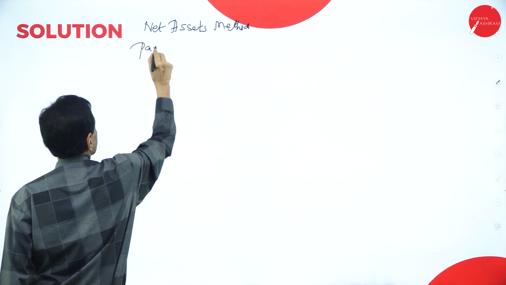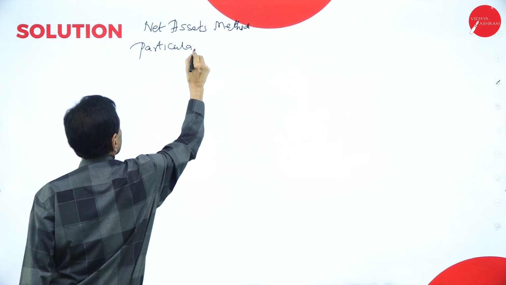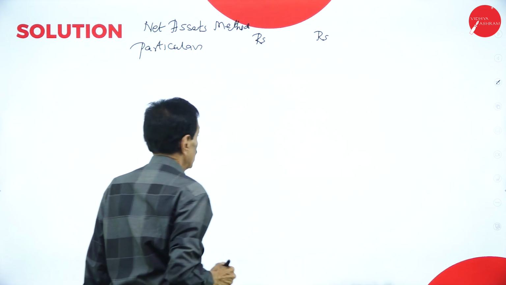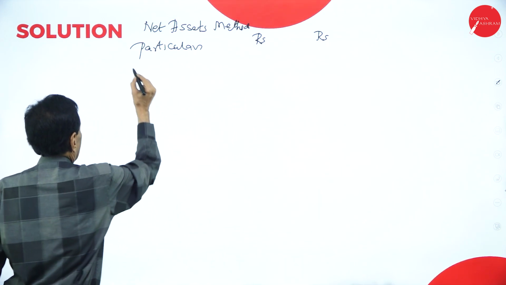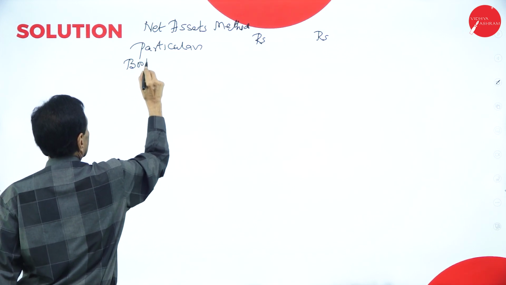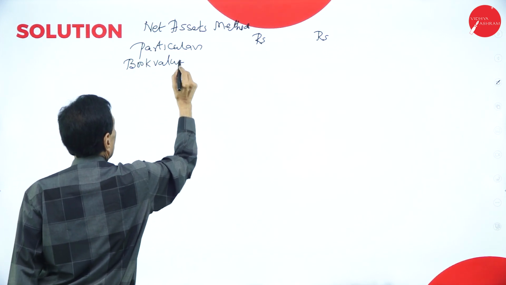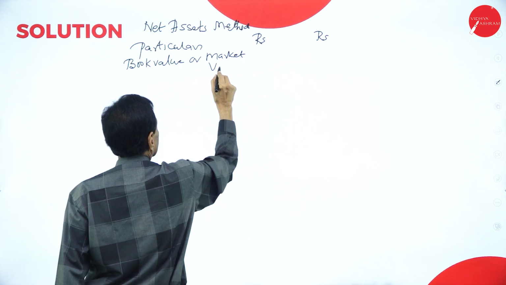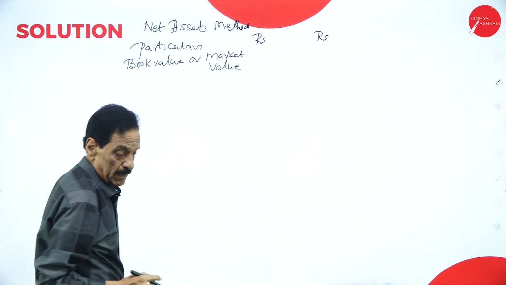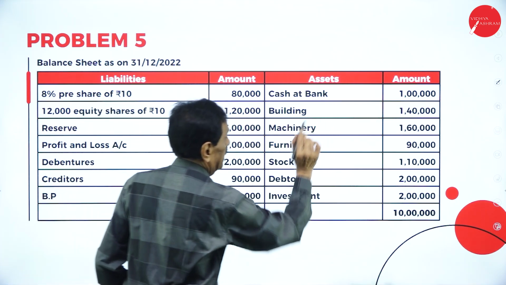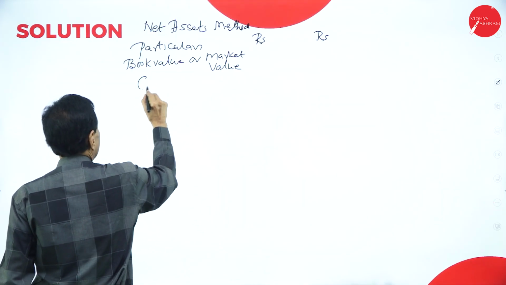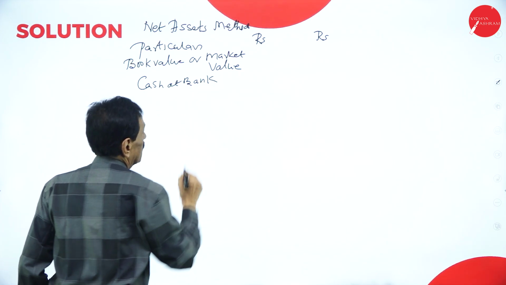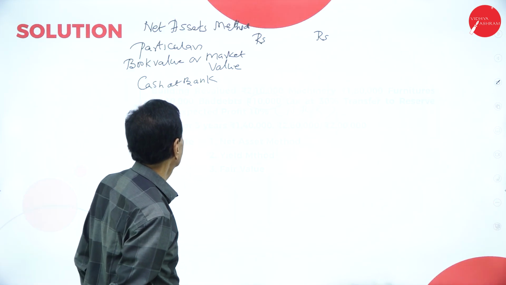Particulars, rupees. You have to take book value or market value. We'll go one by one. What's the first one? Cash at bank. Same. Cash at bank. What's the value? 1 lakh.